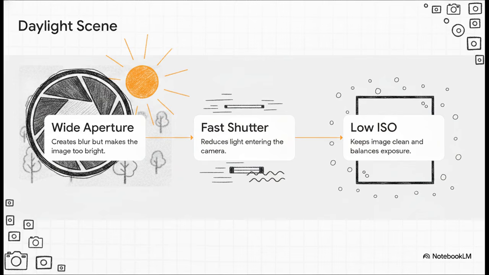Imagine you're shooting an interview outside in bright daylight. Step one, you want a cinematic, blurry background, right? So you set a wide aperture. But wait, step two, now your image is way too bright because it's super sunny out. So to fix this, in step three, you balance the triangle. You dial in a fast shutter speed and a very low ISO. That combination reduces the light coming in, perfectly balancing the exposure while keeping that gorgeous background blur.